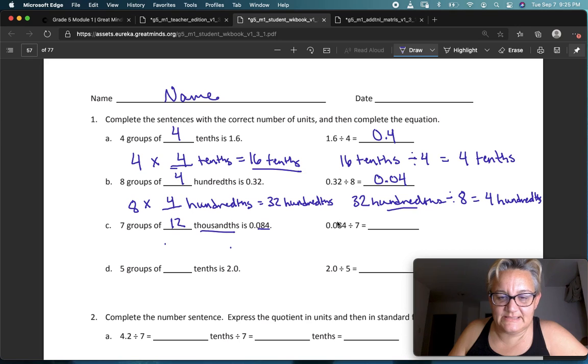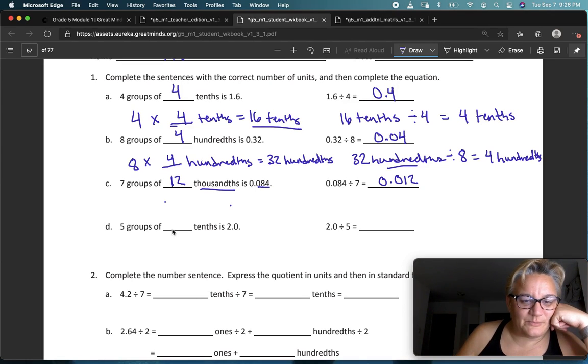Now I've got 84 thousandths divided by 7 equals 12 thousandths. So how can I write that? 0.012. 12 thousandths. Okay, next one.